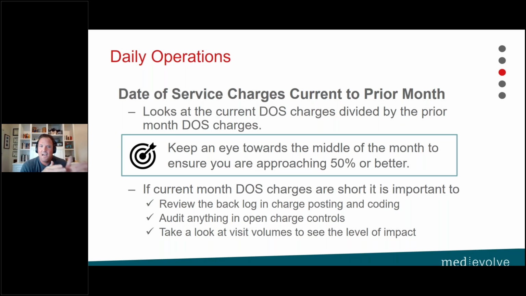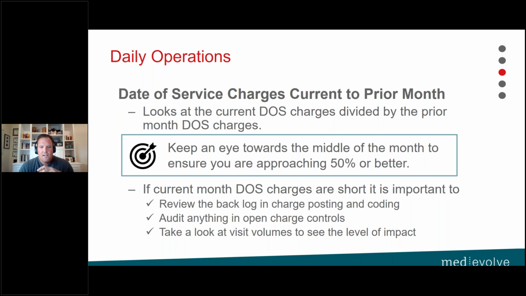I need to understand, middle of the month, am I at least halfway to that 18 million? And if I'm not, I need to start going back to those prior slides and asking, do I have a coding backlog? Do I have a lot of charges sitting in open controls? If that looks about right, maybe I start looking at volumes across our client base. So this is really important to keep an eye on, how you're getting those dates of service out.